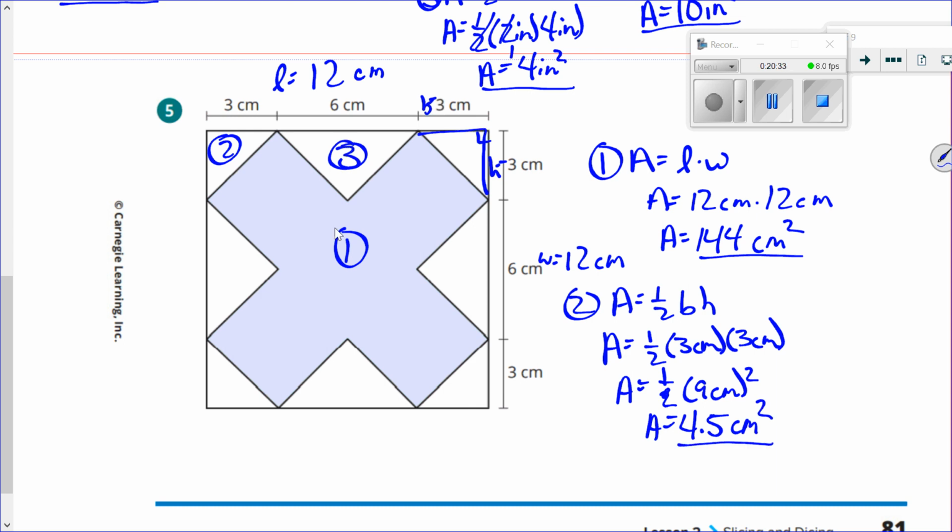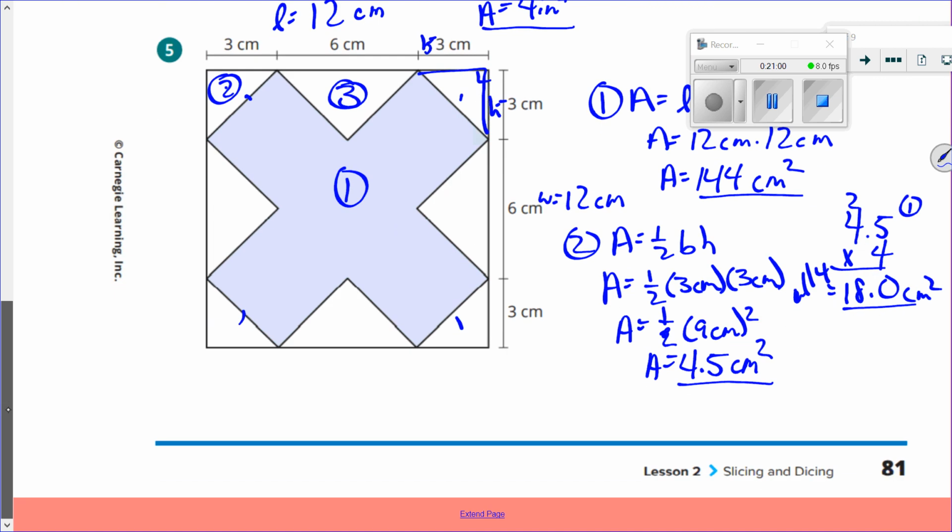Here's the key on this though. How many of those do I have? I have 1, 2, 3, 4 of them. So I actually need that 4.5 times 4. I have 1 decimal place. 20, 16, 18. So all 4 is 18 centimeters squared. Does everybody understand where that came from? Yeah. Okay.